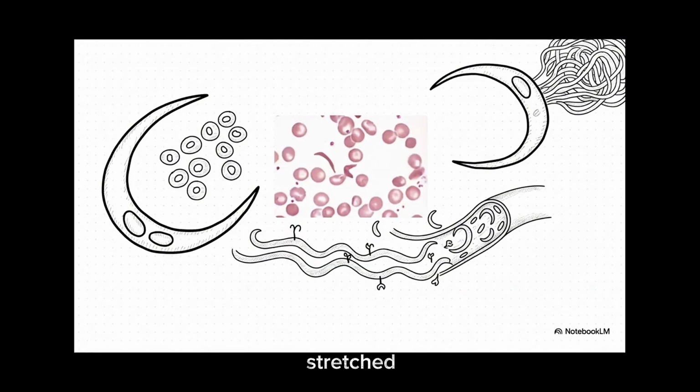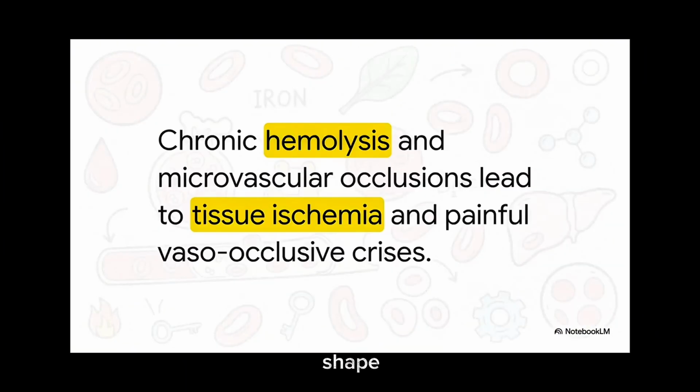that classic, stretched out, sickle-shaped cell mixed in with the normal round ones. That one cell is the entire reason for the name of the disease, and it's the source of all the terrible problems that follow. That sickle shape causes a devastating 1-2 punch. First, those rigid cells are incredibly fragile. They break apart easily, which leads to the chronic anemia.